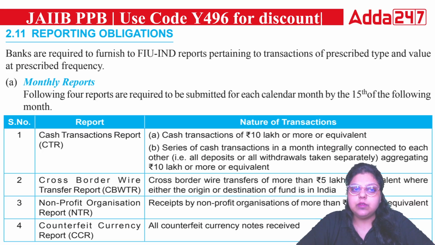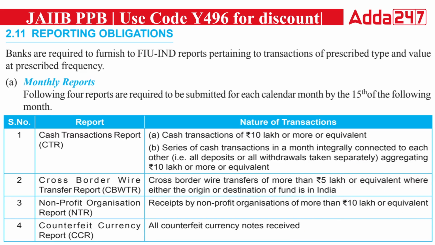Apart from all of these, what are the reporting obligations of the principal officer when it comes to reports? There are 5 total reports which have to be submitted by the principal officer to the FIU-IND. The first 4 reports have to be submitted for each calendar month by the 15th of the following month. First is the cash transaction report. In the cash transaction report, a cash transaction of 10 lakh or more or equivalent is reported. The second condition is that the report has to be submitted in case of a series of cash transactions in a month integrally connected to each other and aggregating 10 lakh or more or equivalent.